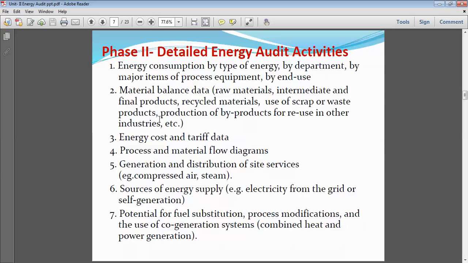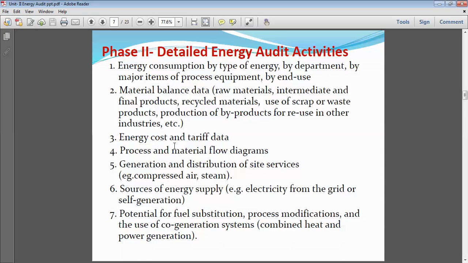So this is applicable for the raw material, this is applicable for the energy input, this is applicable for the fuels as well as the water. So this is what the material balance means, to understand this one.